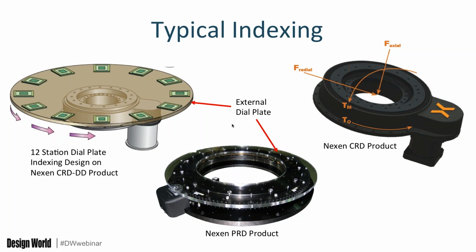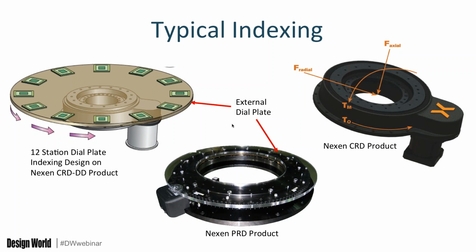So if we look at a typical indexing, what are we talking about? We're usually looking at a dial plate. And so you can see that I have on the slide the external dial plate indicated with the arrow. And if we look over to the graphic on the left, you'll see various stations. This is a 12-station dial plate indexing. You can see that the dial plate, which is the rotary option on top, is going to be indexing. And in this case, it'll be 12 stations.